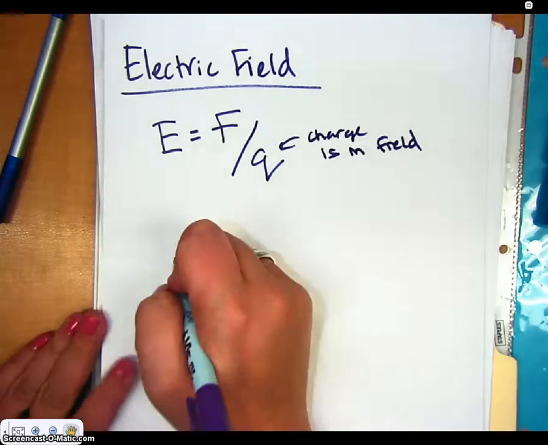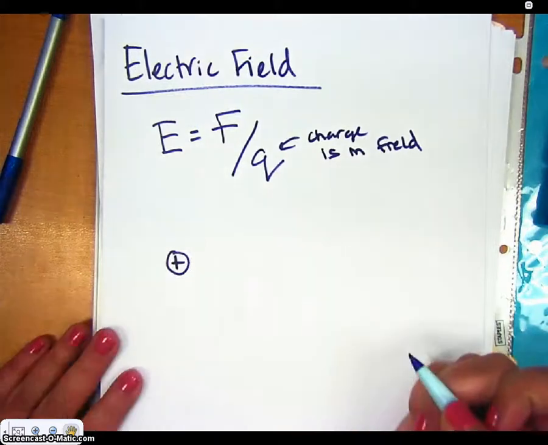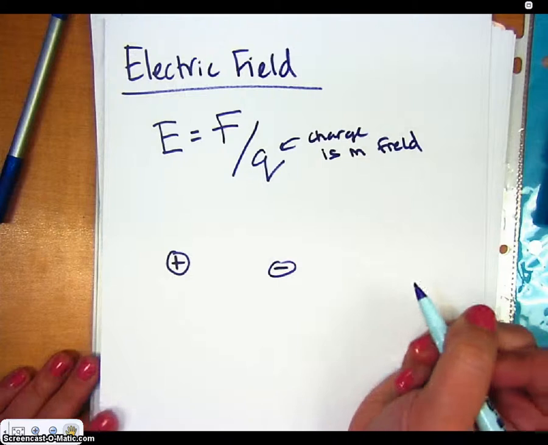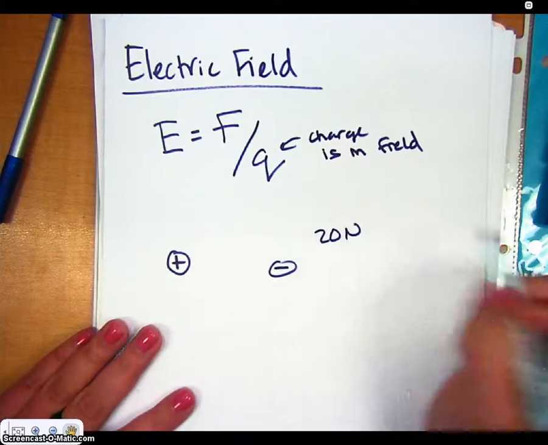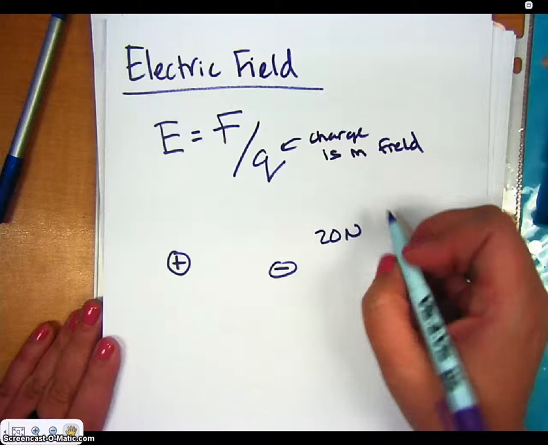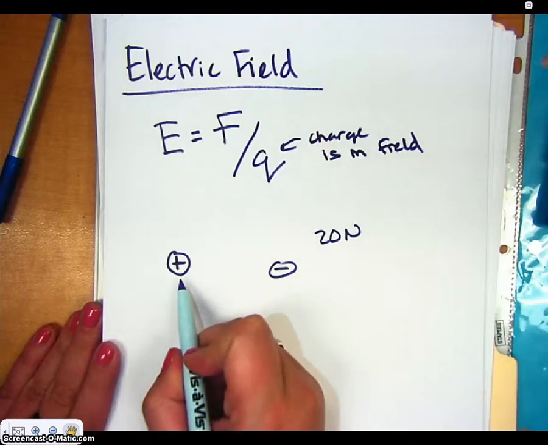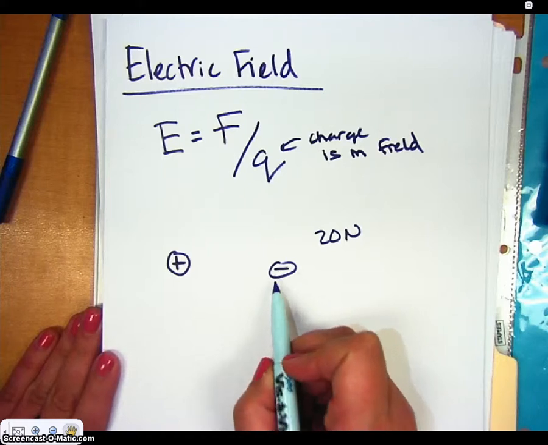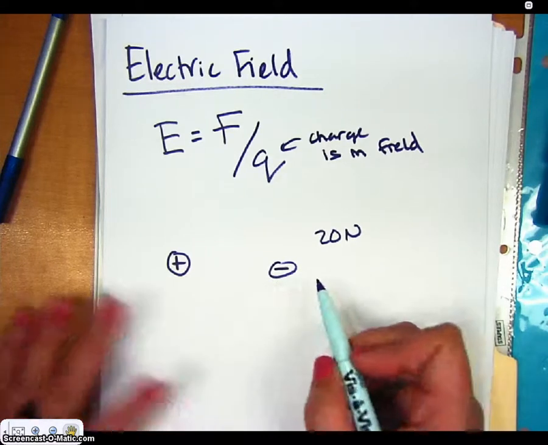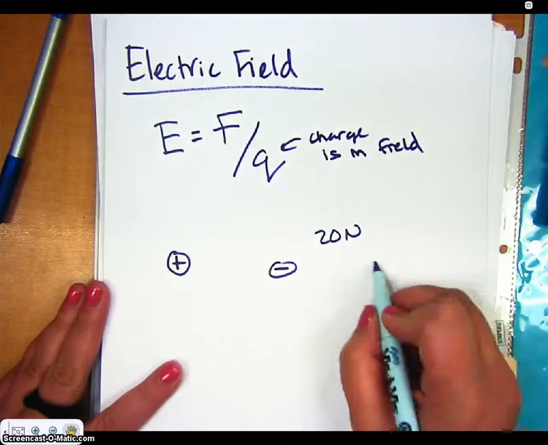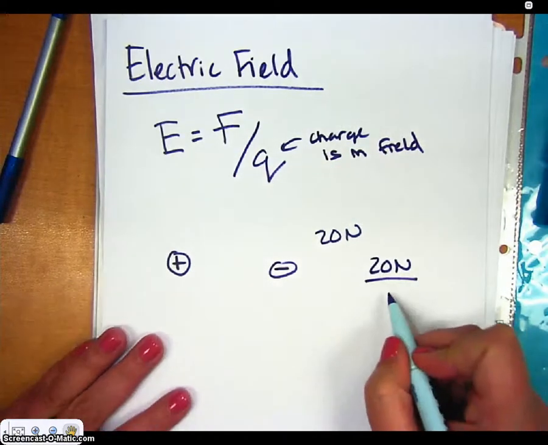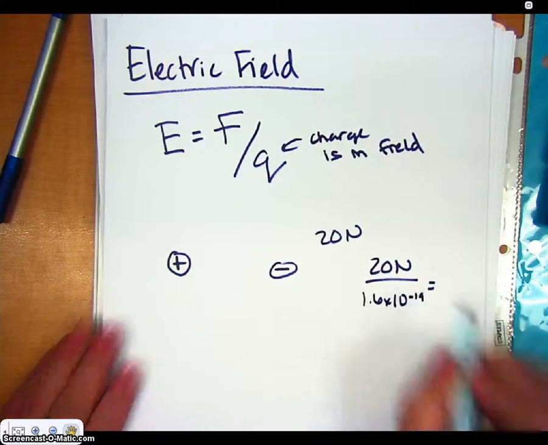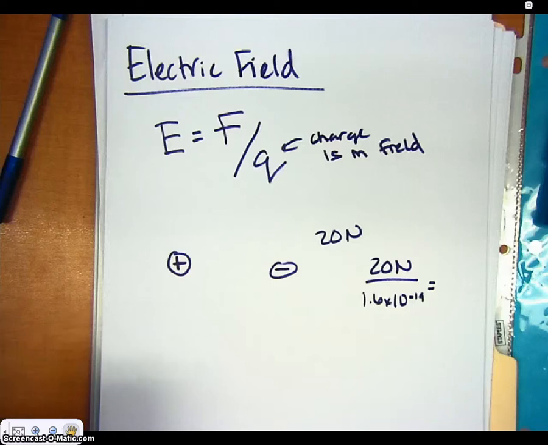So, for example, if I had a proton right here, and then over here, some distance away, I have an electron, right? And let's say there are 20 newtons of force acting on that electron as a result of the proton. I could actually figure out the magnitude of the electric field being experienced by this electron at this position. And I would just do that by using this equation. So I would take the force as 20 newtons, and the charge that is in the field is an electron, so it's 1.6 times 10 to the negative 19th. And I could get the electric field at that position.